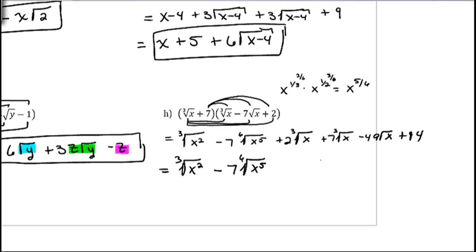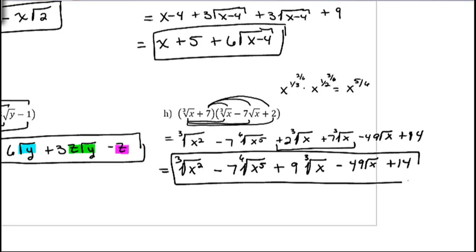term we have. Here we have two cubed root of x terms, so we can add those together, so that's plus 9 times the cubed root of x, and minus 49 square root of x. There isn't any other square root of x terms, and then plus 14. And that is all you'll be able to do to simplify this one.